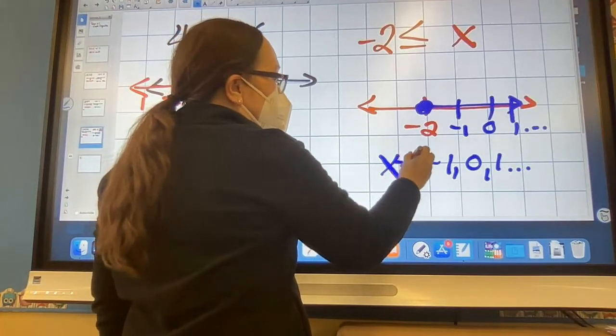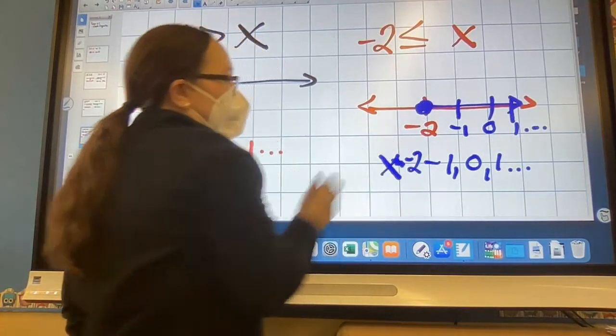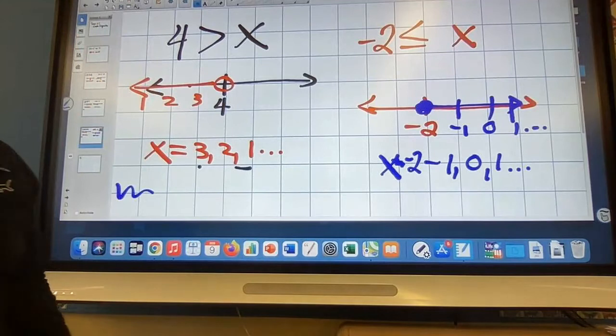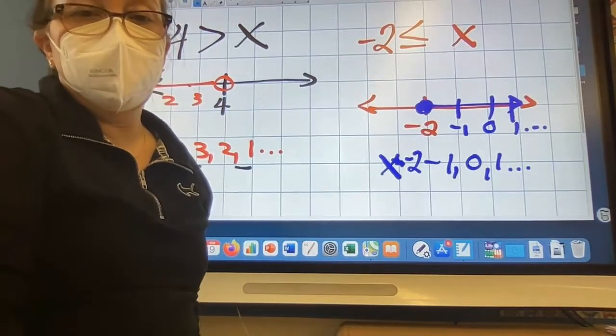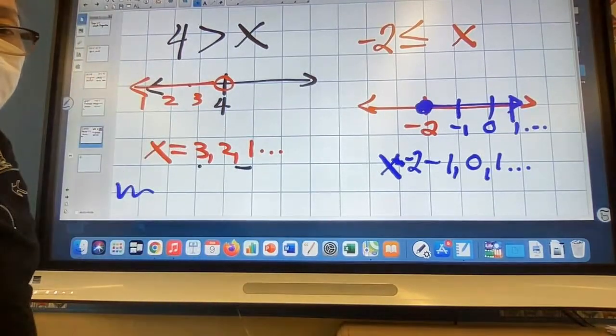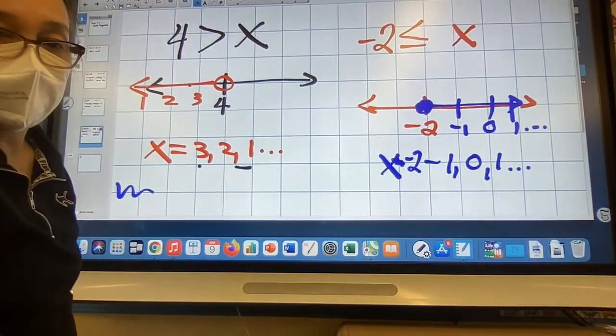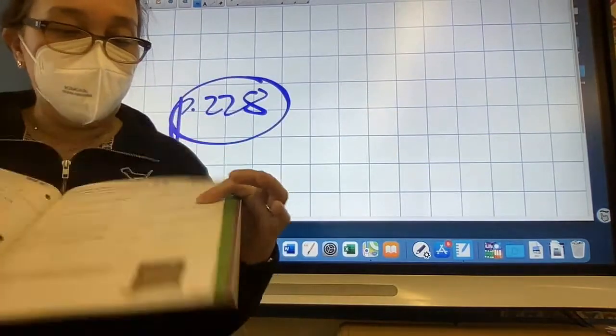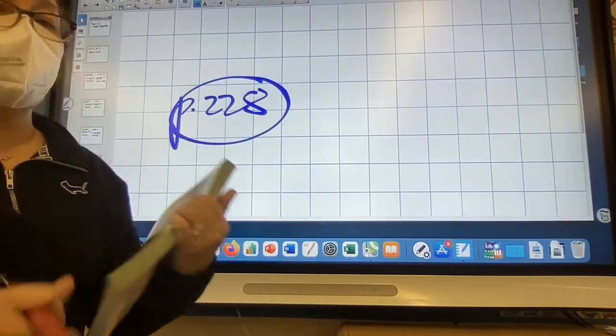So we start with negative 2. Copy. Copy. And it should be on page 228. Working that. Let's go.